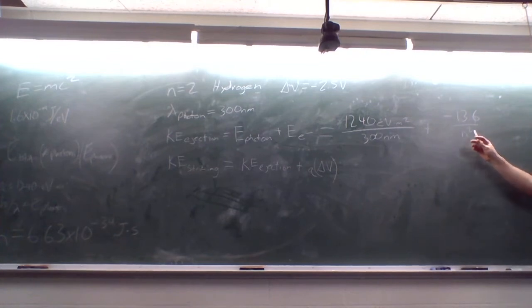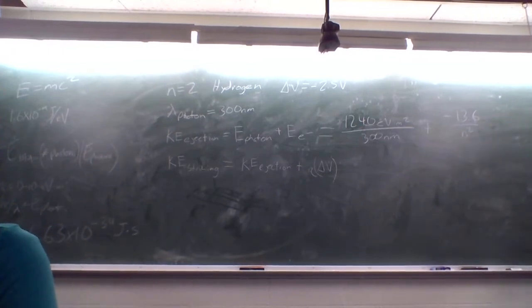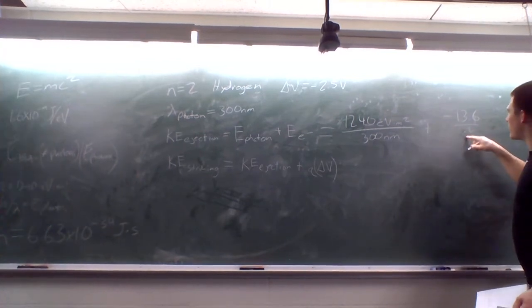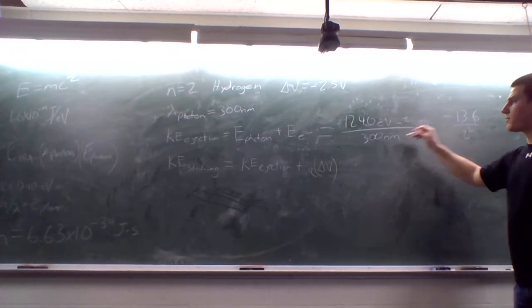So does everybody remember this small equation? This equation is just the energy of an electron in an orbital of hydrogen. So if n equals 1, your energy would be negative 13.6 electron volts. But since n equals 2, this equals 13.6 divided by 2 squared. So all you have to do in this is just divide 1240 by 300.